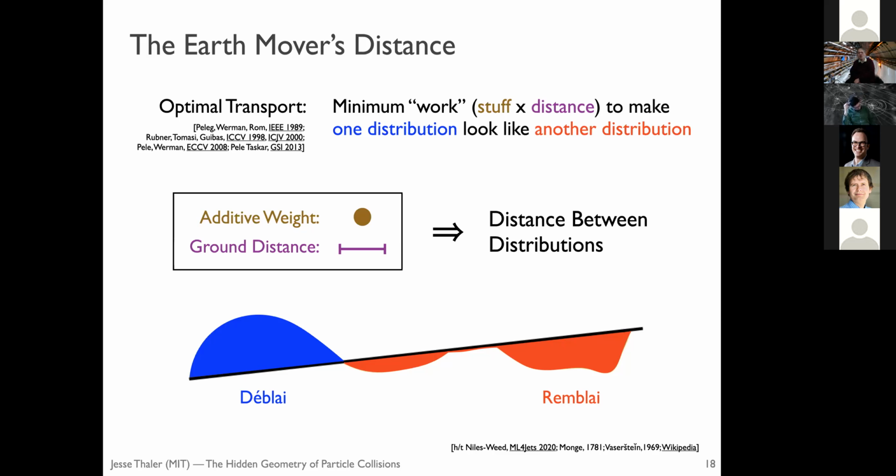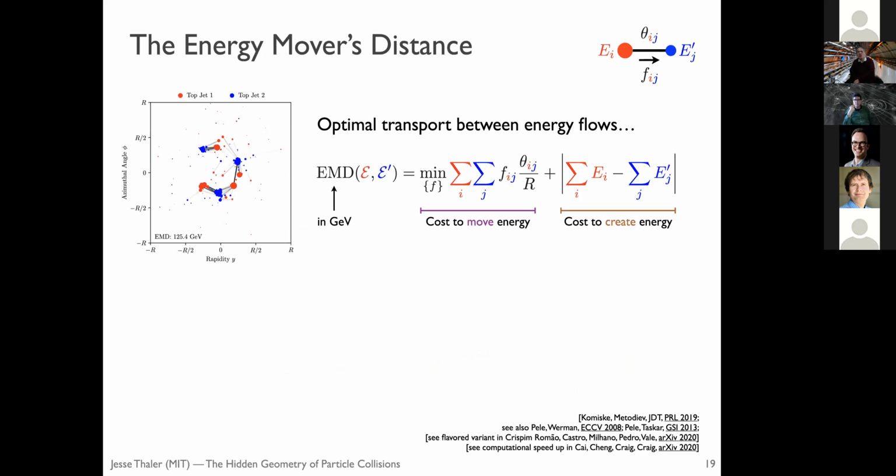But we can import it into particle physics by making our weight energy, and that gives rise to this energy mover's distance. So on the left-hand side, you see that same two red and blue events before, but now with the black lines showing you the optimal transportation path for distorting the red jet configuration into the blue one. This optimal transport has units of GeV. There's two terms, one which is a cost to move energy, where you have to move all the energy from the red to the blue in a way where the amount of energy that you're moving is positive. And you need to make sure, again, all the energy is moved. So that's a moving cost.